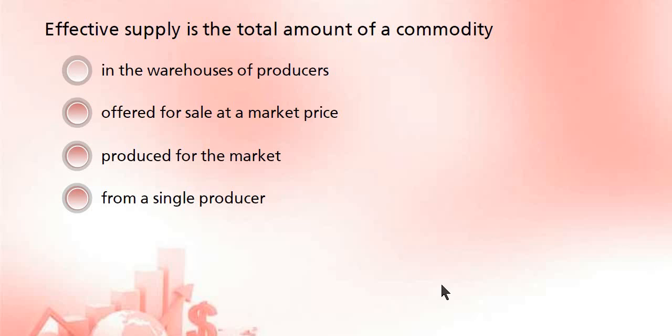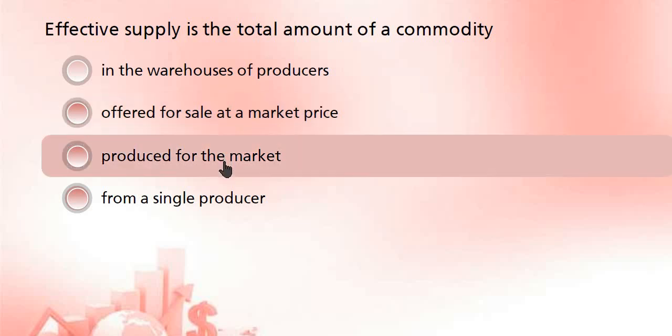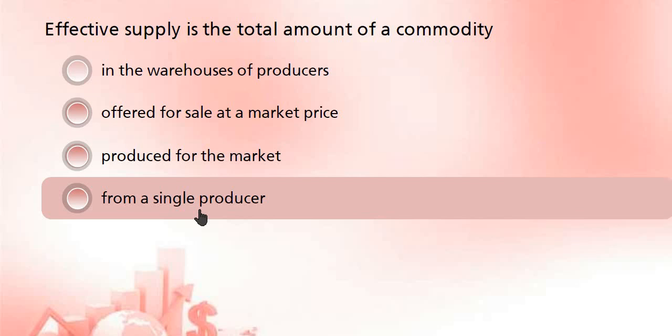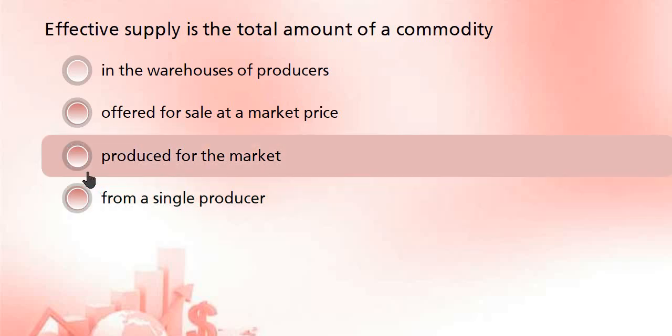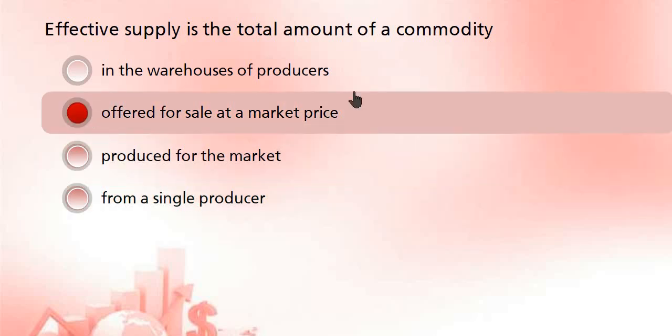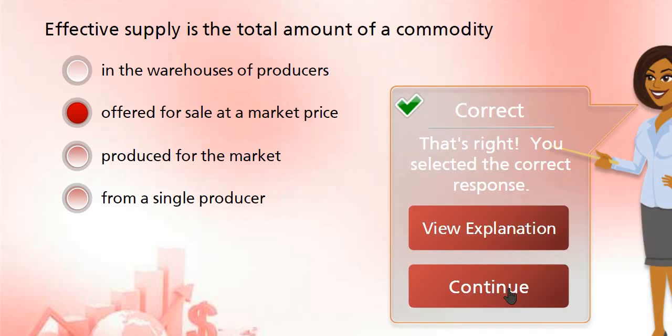Question 11. Effective supply is the total amount of a commodity, A, in the warehouses of producers, B, offered for sale at a market price, C, produced for the market, D, from a single producer. Effective supply is the total amount of a commodity offered for sale at a given market. So it will be offered for sale at a market price, which is B.